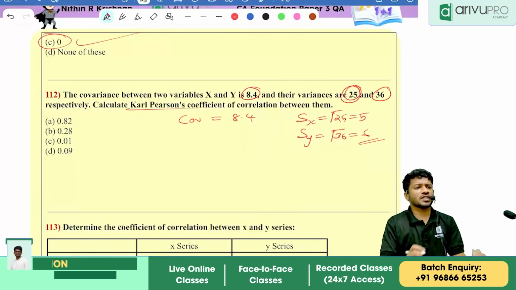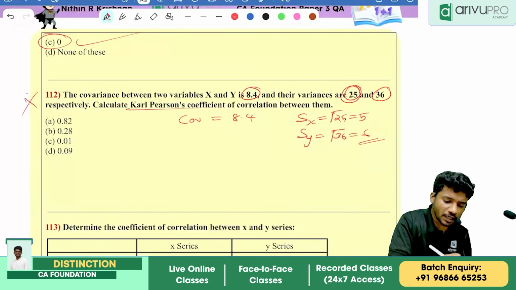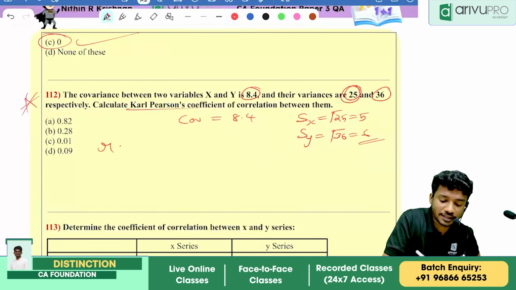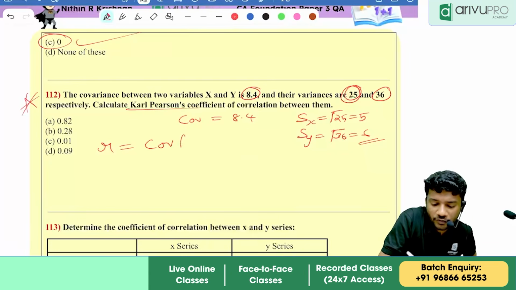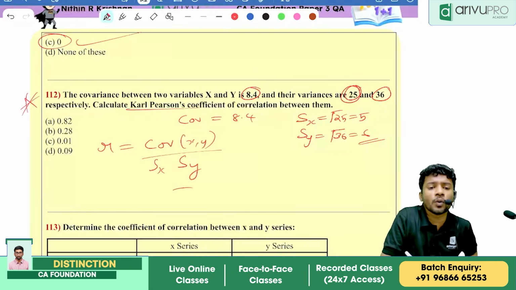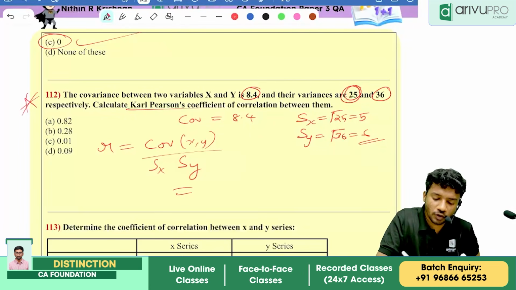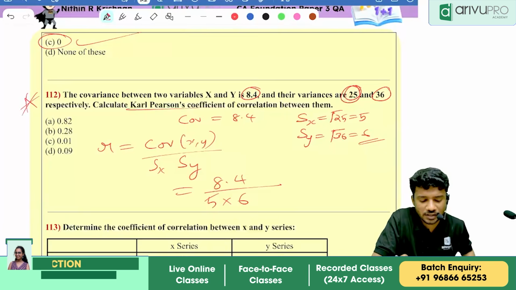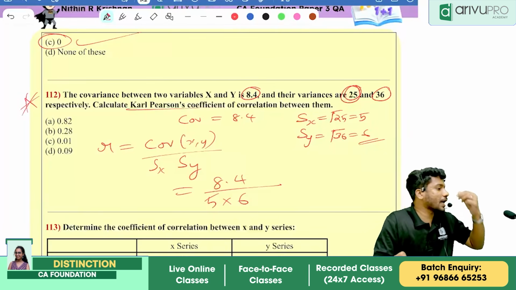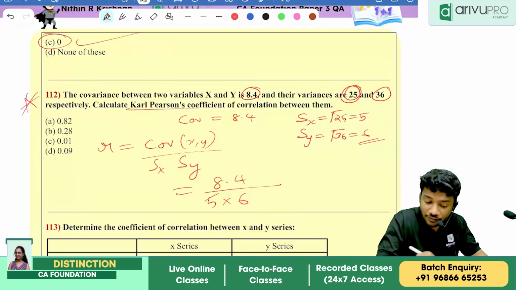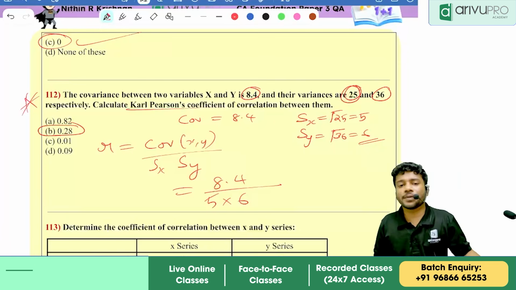Calculate KPCC. If you get this question, you will be lucky, people. There were questions in the past. You might get a question like this in the future also. That is covariance of xy divided by standard deviation of x into standard deviation of y. So covariance is 8.4, divided by 5 into 6. Take your calculator and get me the answer. 0.28. Yes, everyone got 0.28. Option B is the answer.